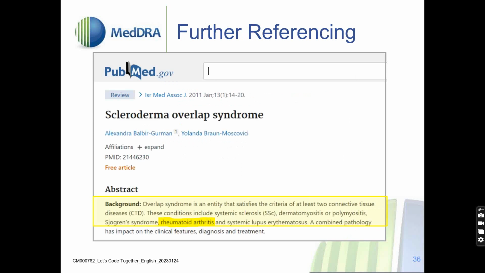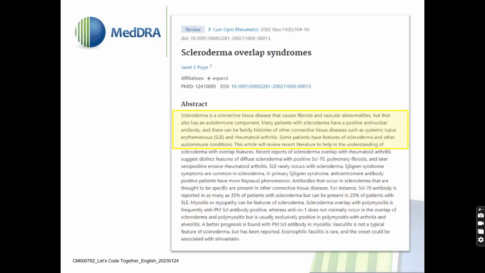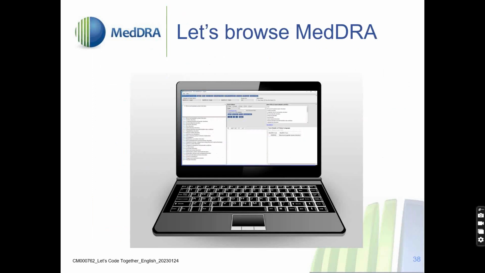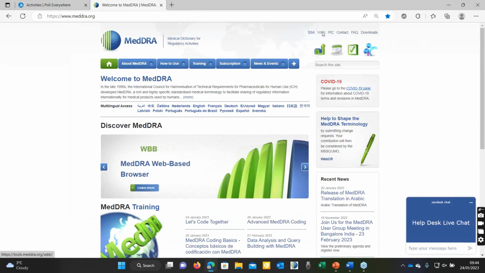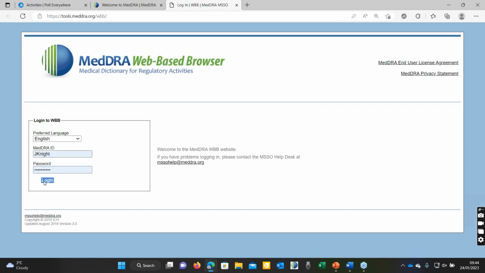So it does seem that it's a concept, scleroderma overlap syndrome. I looked at another reference and found a second reference that did validate it. So now I've got two references, and I'm thinking, well, this does seem to be an accepted medical condition. It's a scleroderma overlap syndrome, combining rheumatoid arthritis with systemic sclerosis, also known as scleroderma. So two references makes me think it's a valid concept. So let's go to our browser. Here I am. I'll go to the website and go to the browser with you all.